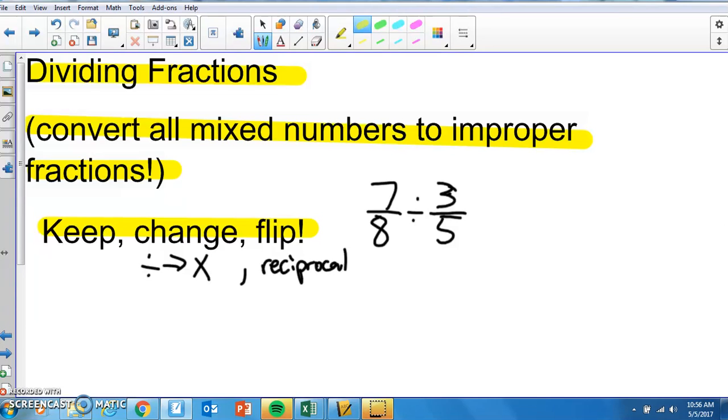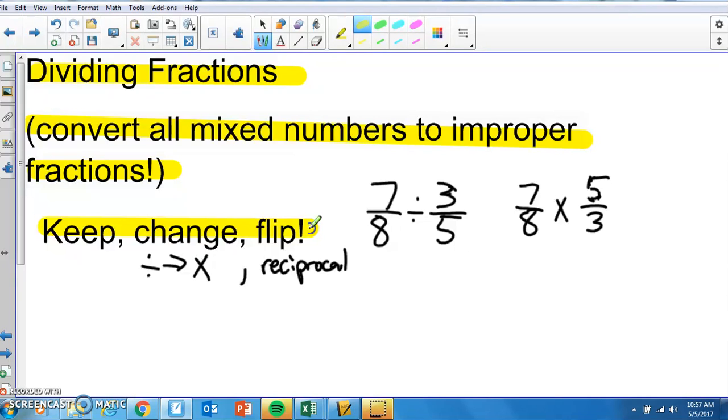So as I go through and do that, the 7/8 stays the same. Division becomes multiplication. The 3/5 now becomes 5/3. So we're now multiplying 7/8 times 5/3. And this is where we can simplify. Simplify after you change everything. So simplify after you change the division to multiplication and do the reciprocal. Do not simplify at the first step.